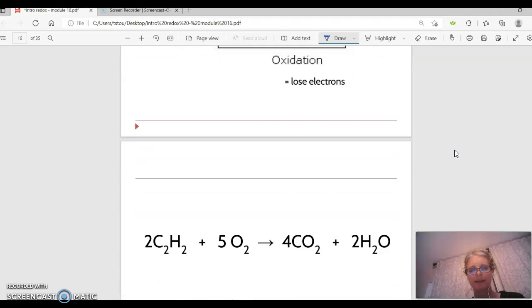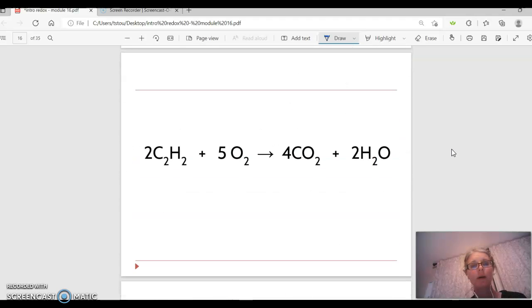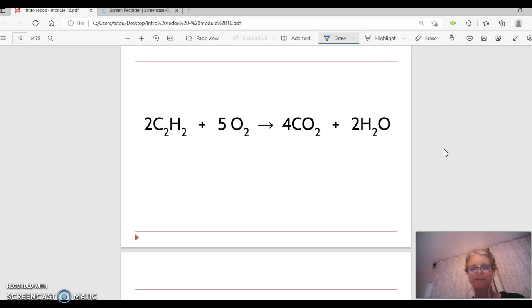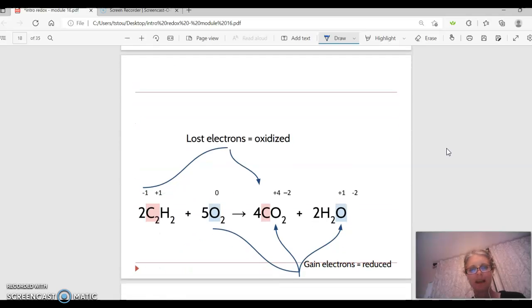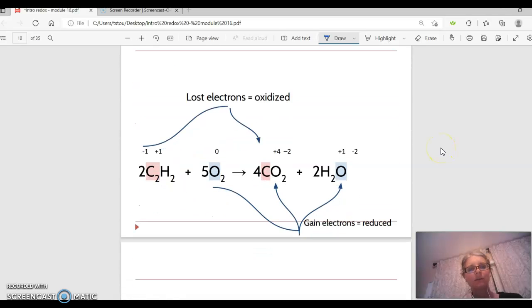There we go. Taking a look at this one right here, why don't you pause it and put in oxidation numbers, and then try to decide who's oxidized and who's reduced. Give it a pause, because I'm going to go over the answers. Here are my oxidation numbers. And then here's how I decide who's oxidized and who's reduced.